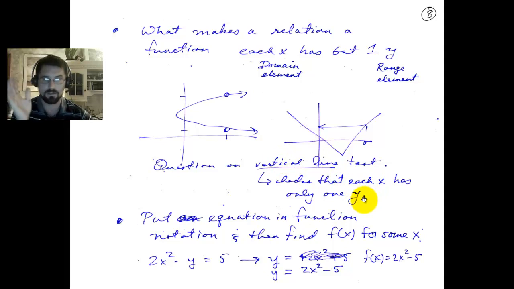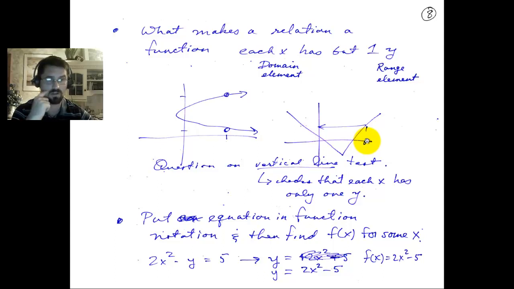You fail it if your x has two y's. You don't fail it if your y has two different x's. That's okay. You can see this y here and this y over here are the same y. They're both at this level, right? But what's different? This y has this x, and this y has this x.